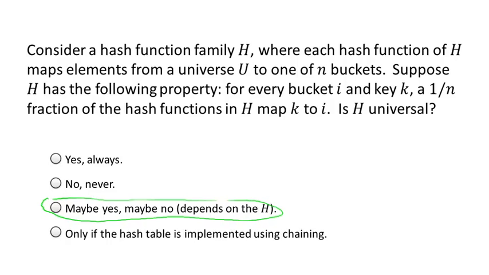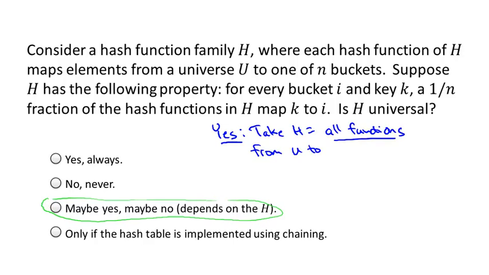An easy example to show that sometimes the answer is yes, you have universal hash function families H which also satisfy this property in the slide, would be to just take capital H to be the set of all functions mapping the universe to the number of buckets. So that's an awful lot of functions. That's a huge set, but it's a set nonetheless. And by symmetry of having all of the functions, it satisfies the property on this slide. It is indeed true that exactly a 1 over n fraction of all functions map arbitrary key k to an arbitrary bucket i. And by the same symmetry properties, this is universal.